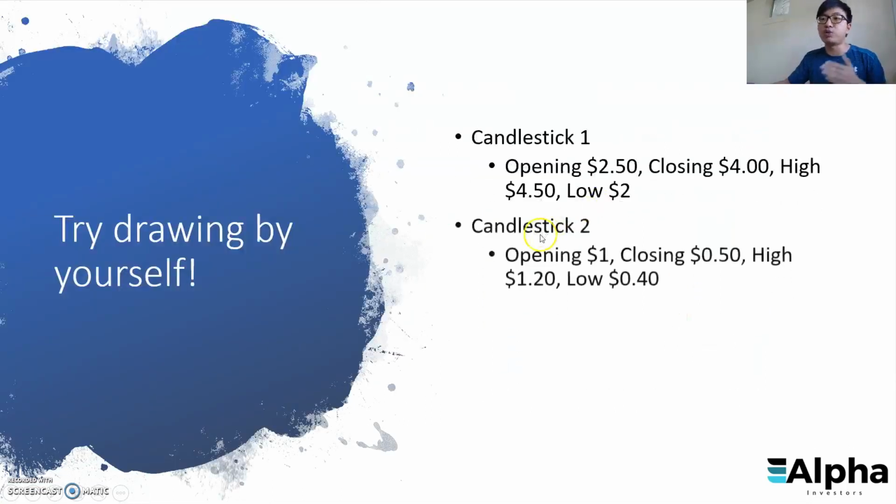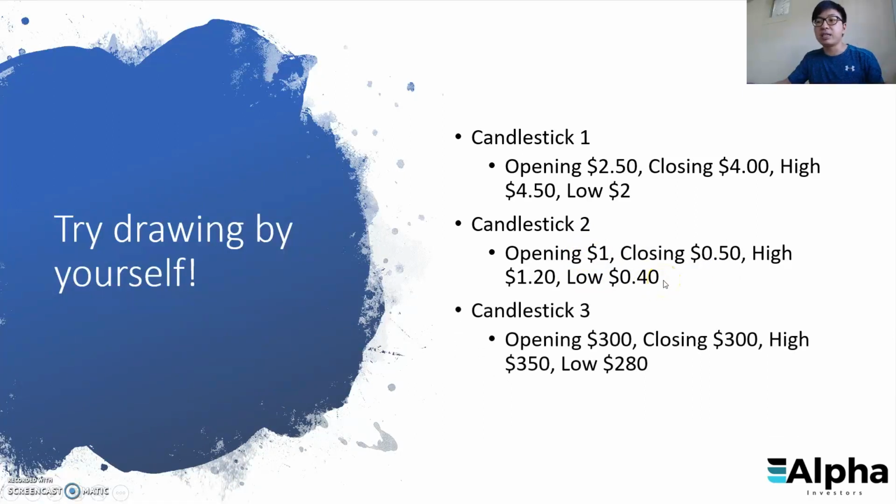Then next, you want to draw a candlestick opening at $1, closing at 50 cents, with a high of $1.20 and a low of 40 cents. The last exercise is to open at 300, close at 300, with a high of 350 and a low of 280. Alright, try to draw it yourself. You don't have to show it to me, but if you write it down and do notes, you'll better equip yourself and understand the market better on how to read Japanese candlestick movement.